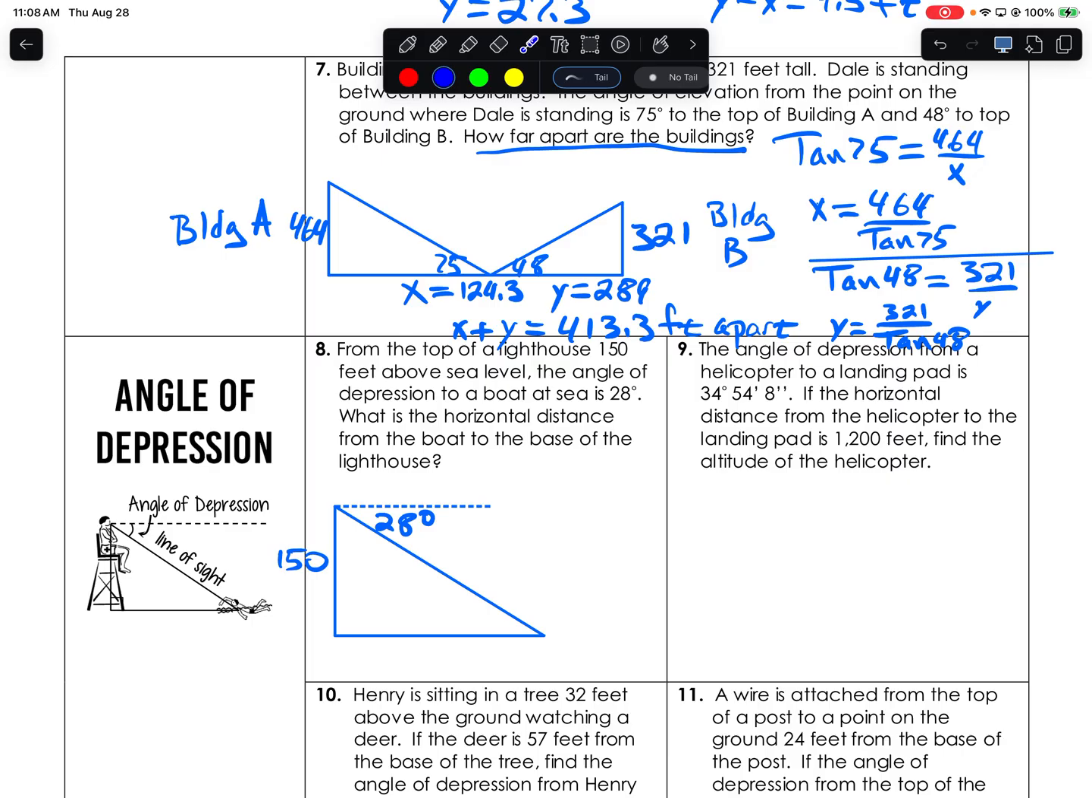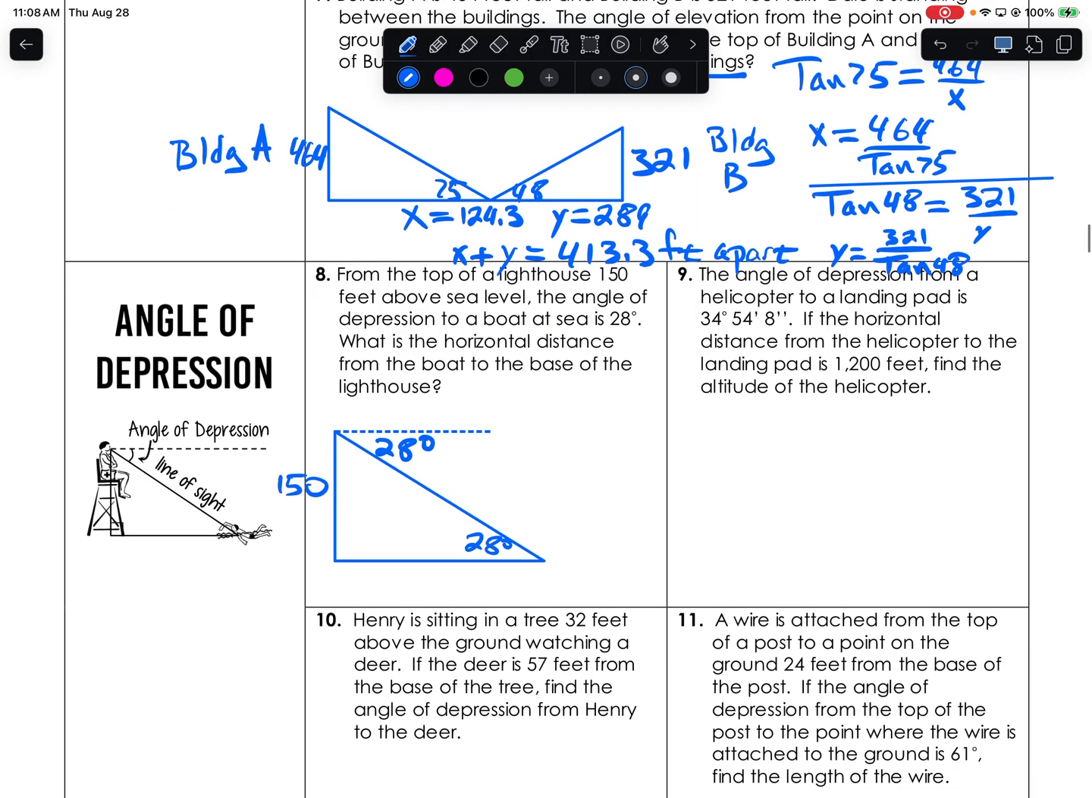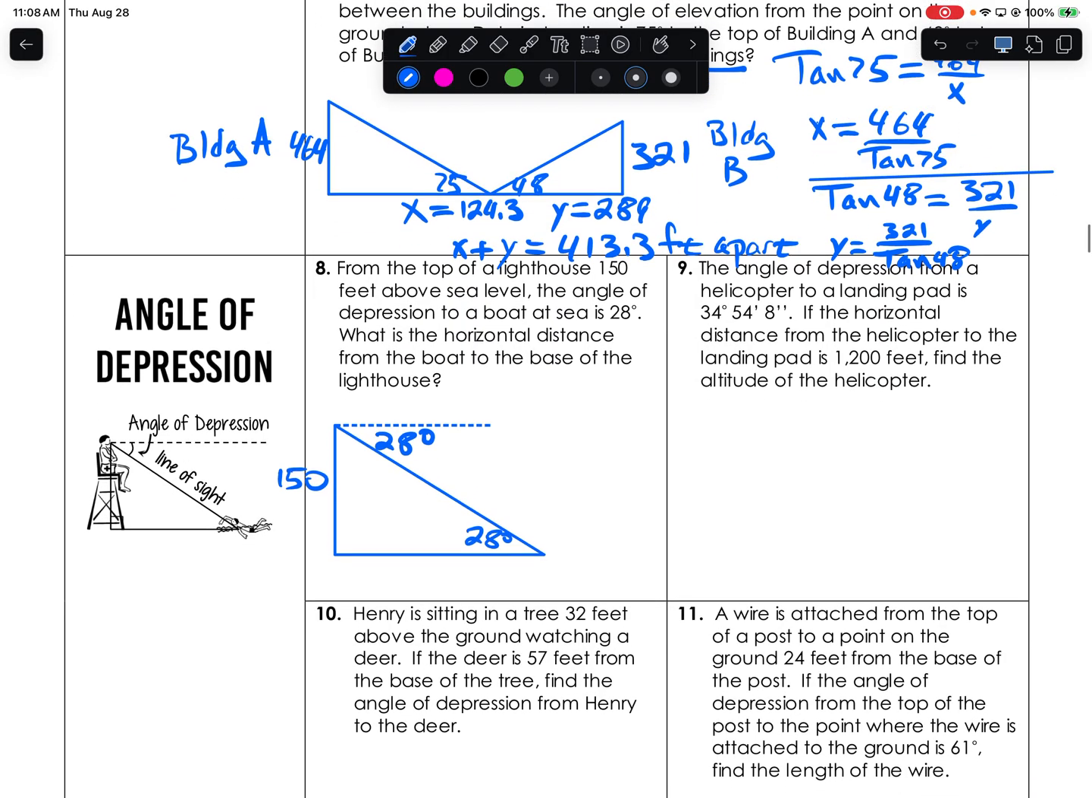So some teachers don't. So if you have two parallel lines cut by a transversal, we know alternate interior angles are congruent. So this angle right here is also 28 degrees. Okay? So that's technically how the picture should be drawn. And we want to know what is the horizontal distance from the boat to the base of the lighthouse. So we want to know this.